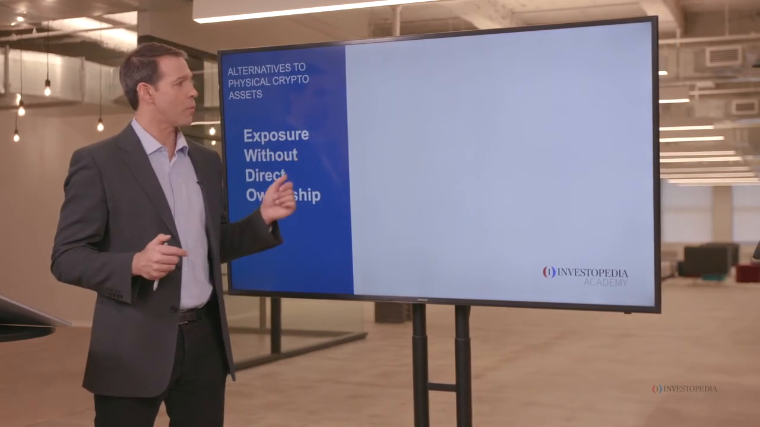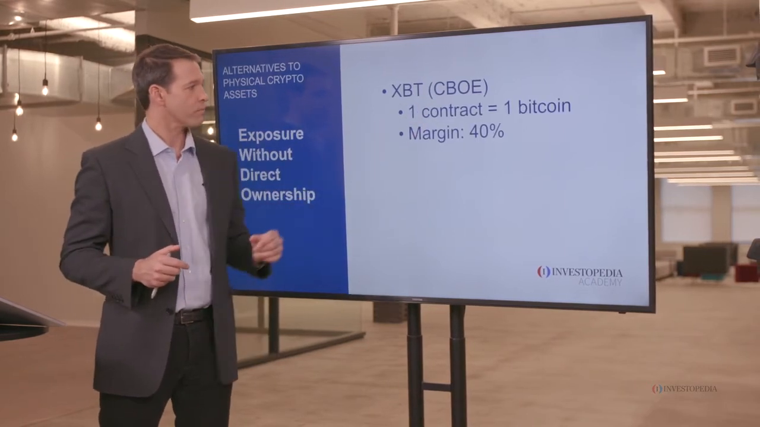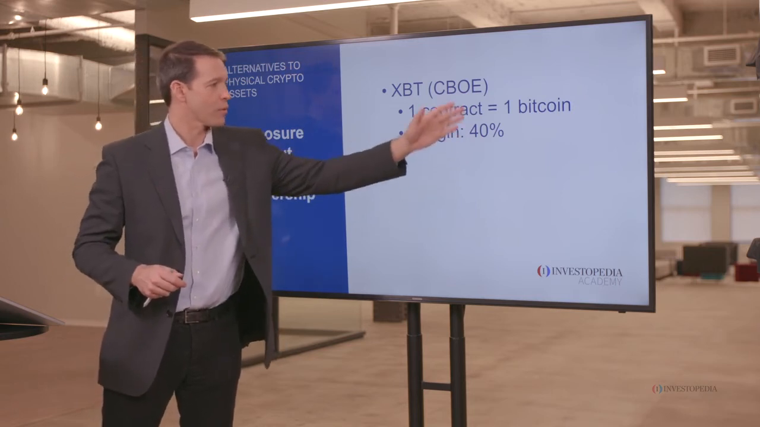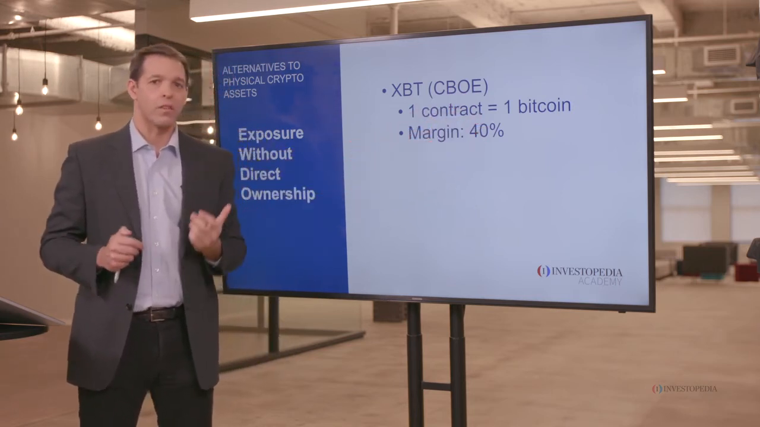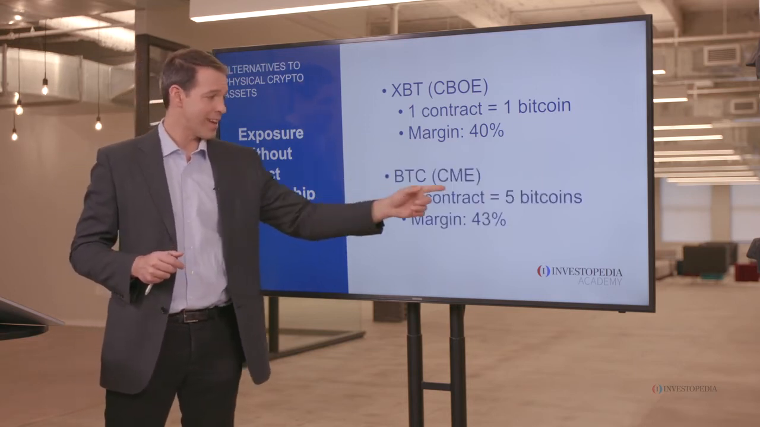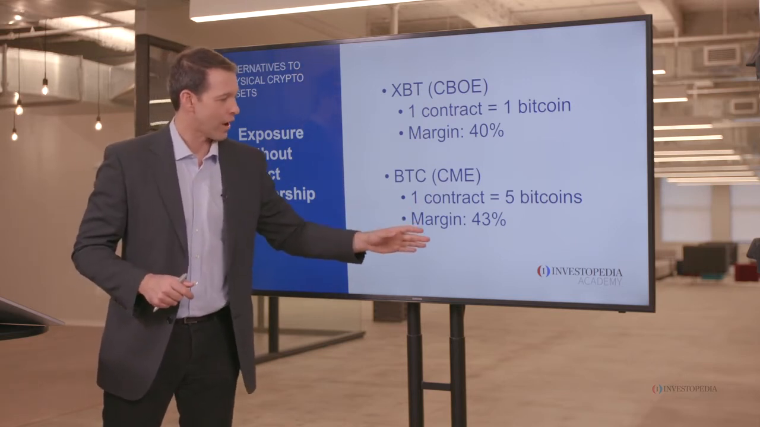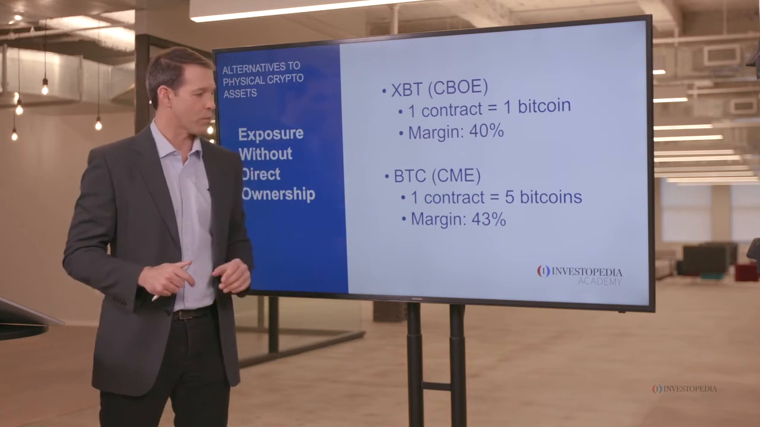But just so you know, there are a couple places to buy Bitcoin futures. The first is on the CBOE. Ticker symbol is XBT. Now the CBOE, one contract represents one Bitcoin, and they allow for 40% margins. The second place you can buy a Bitcoin future is on the CME, or the Chicago Mercantile Exchange. In this case, one contract is much larger. It represents 5 Bitcoins, and the margin is 43%.